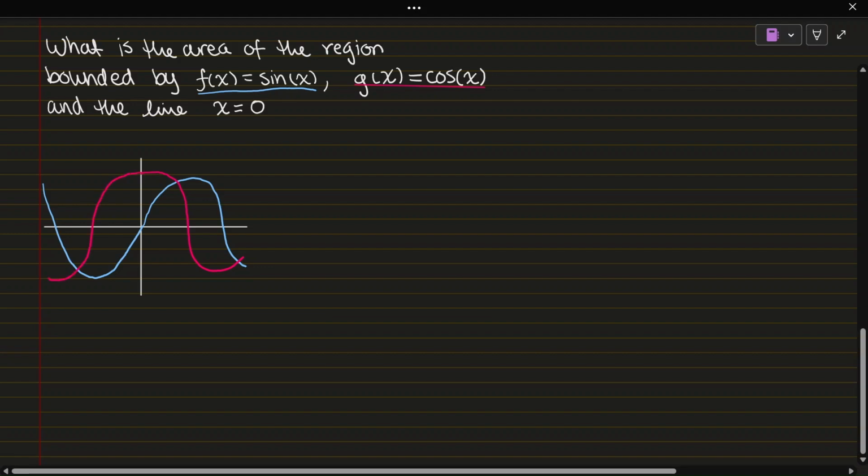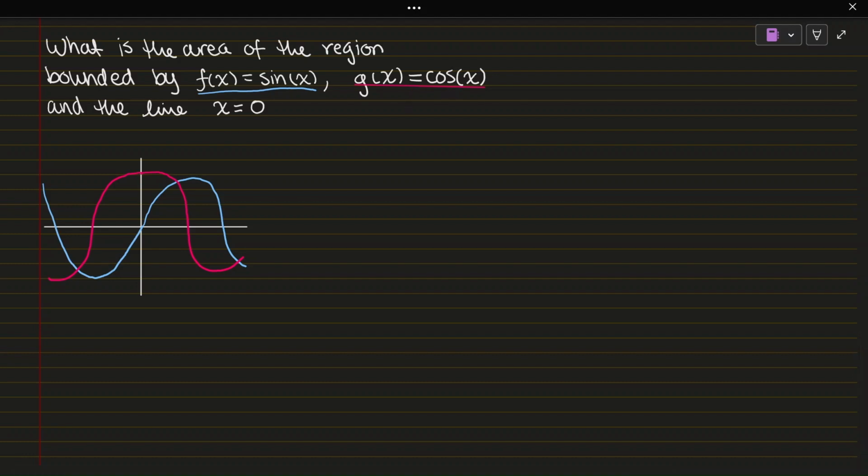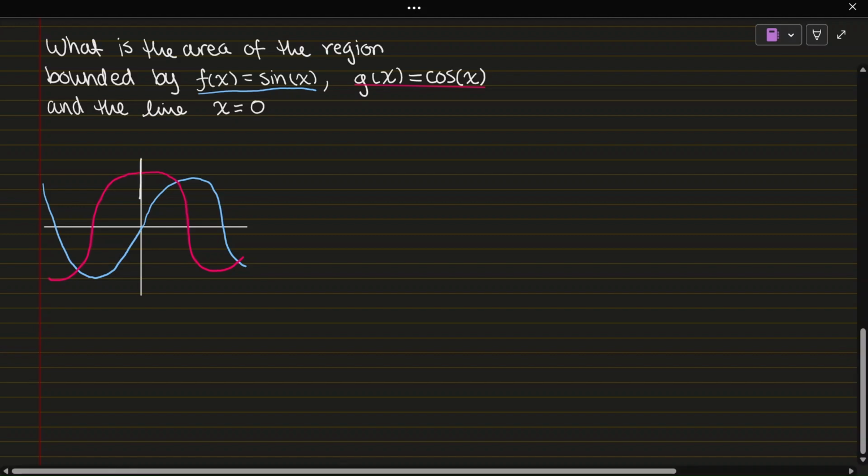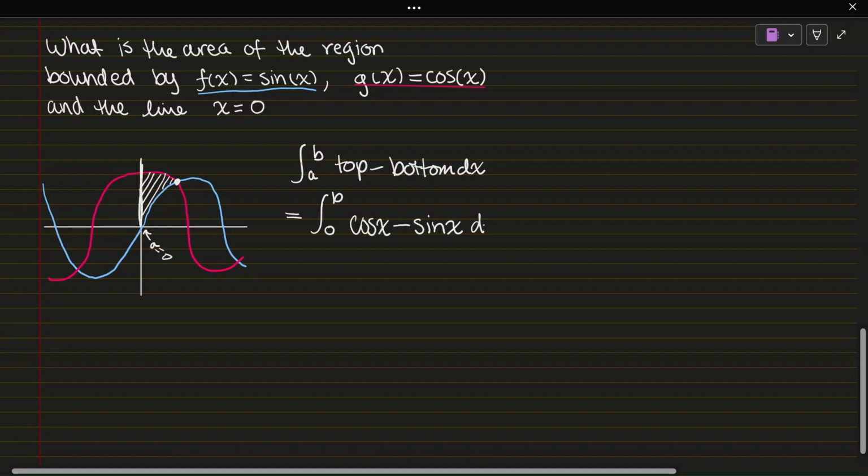And my region is going to be bounded by sine x, cosine x, and x equals 0. So the line x equals 0 is the y-axis. So this is the region I want here. So I already get a for free. A is going to be 0. And I'm going to integrate with respect to x because that's going to be what's easiest for me. So we want the integral from a to b of top minus bottom dx. And that's going to be equal to the integral from 0 to b. My top curve is cosine x in red there. My bottom curve is sine x in blue there, dx.